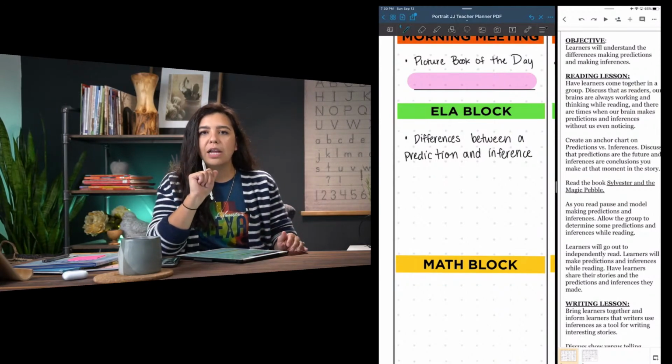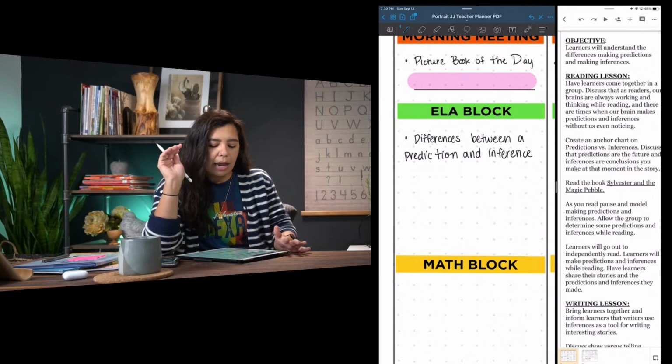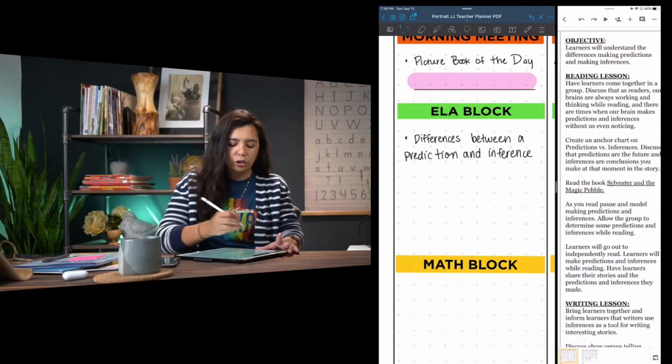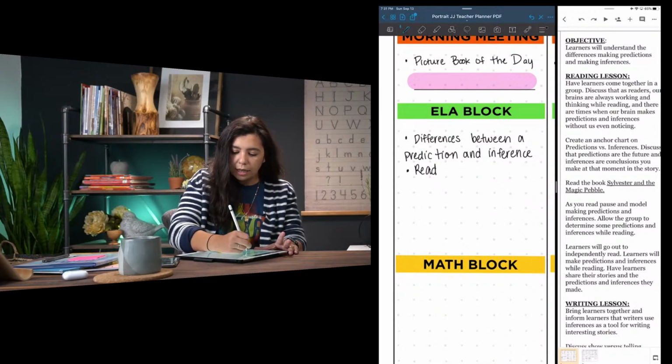So the very first thing that we do is the kids will sit down. I will go ahead and establish the learning target. And once I do that, then I'm going to introduce to them the text. And so we're going to read through, and the book is called Sylvester and the Magic Pebble.